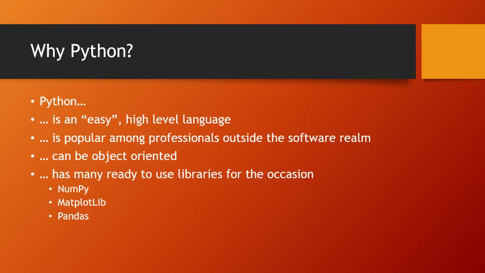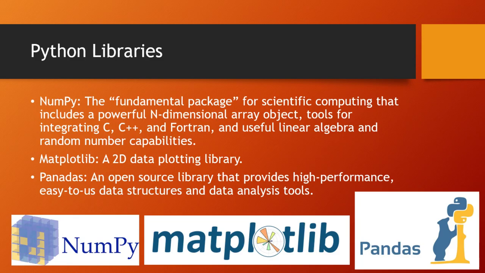Some examples of these include NumPy, Matplotlib, and Pandas. NumPy brands itself as the fundamental package for scientific computing that includes a powerful n-dimensional array object, tools for integrating C, C++, and Fortran, and useful linear algebra and random number capabilities. Matplotlib is a 2D plotting library, and Pandas is an open source library that provides high performance, easy to use data structures and data analysis tools.